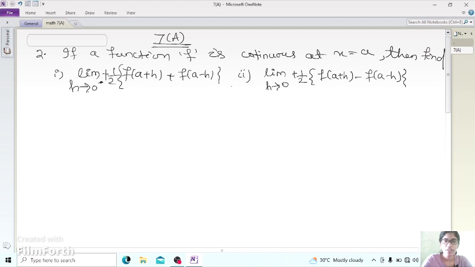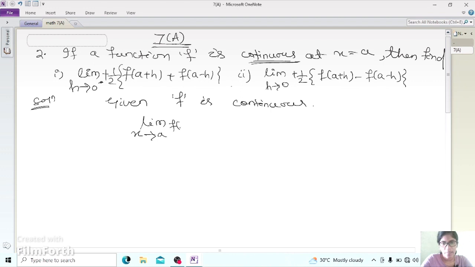The first question given is f is continuous. When we say function is continuous, if limiting value is equal to functional value, that means continuous. Since f is continuous, that means limiting value is equal to functional value at x equal to a, limit x tends to a, f of x is equal to f of a.